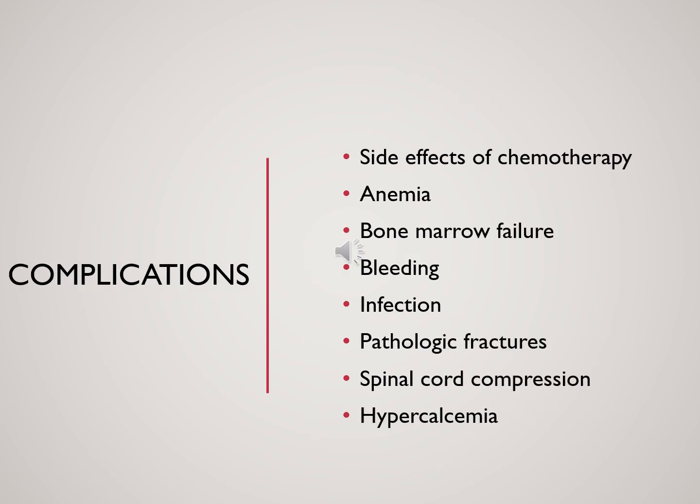Our complications are going to be dealing with the side effects of chemotherapy, anemia, bone marrow failure, bleeding, infection, pathologic fractures, spinal cord compression, and hypercalcemia. As the disease progresses, complications develop secondary to the underlying pathophysiology, as well as to some of the treatment approaches, such as the side effects of chemotherapy.